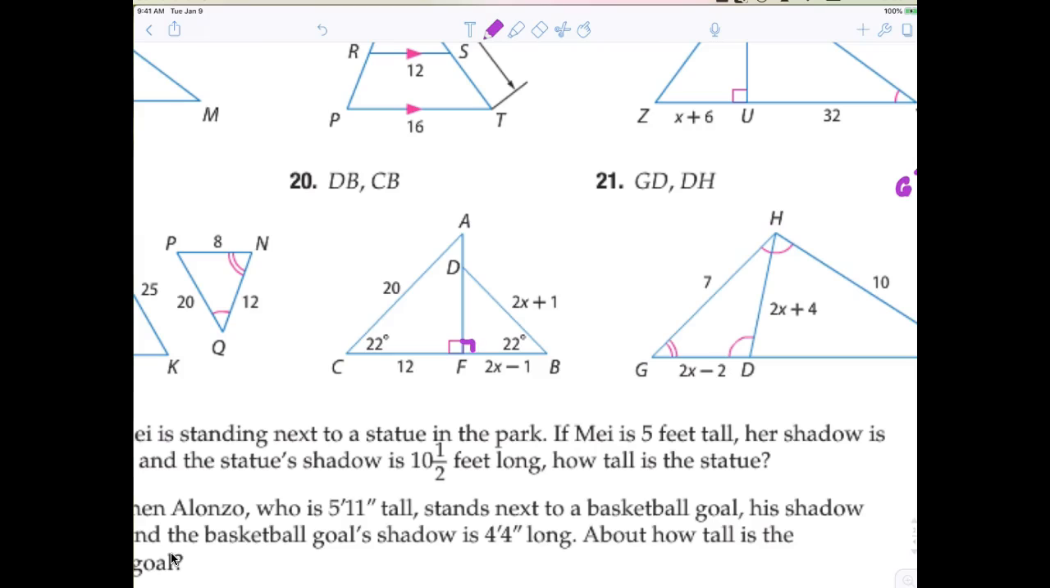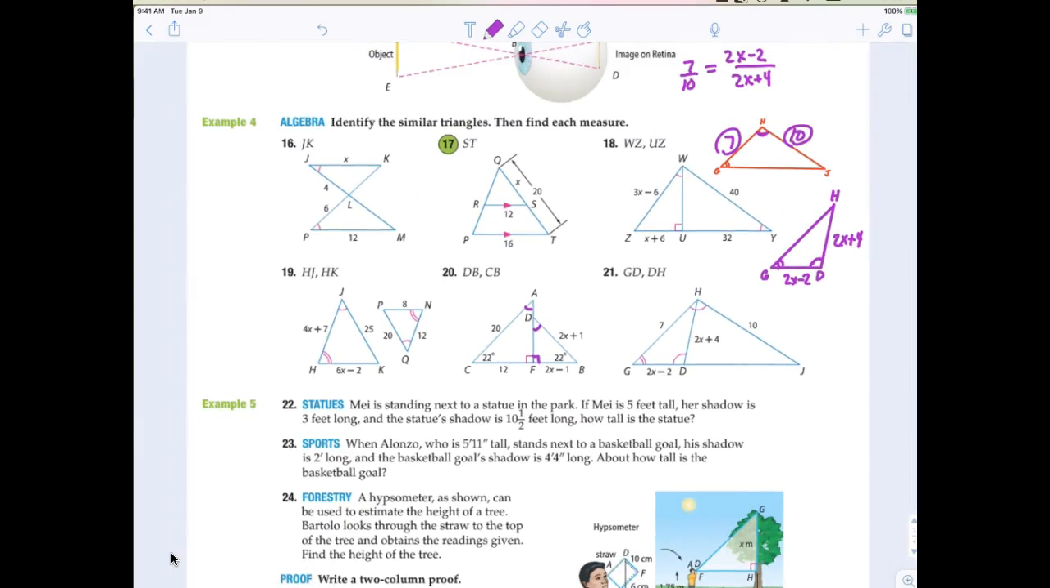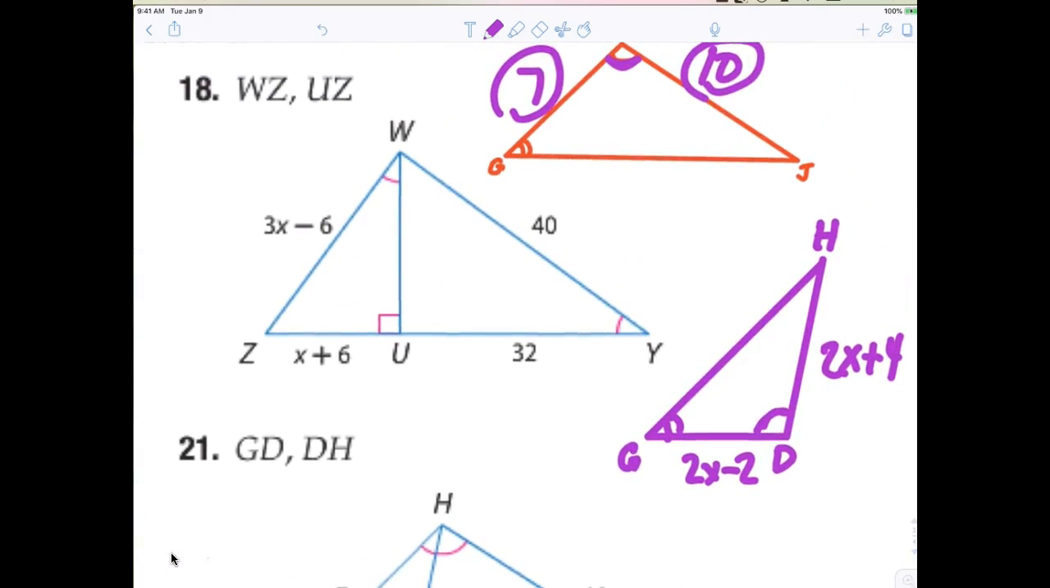On 20, you could mark that a right angle. And what I like to do is mark the angles that correspond. Oh, yeah. I think this is the one that's important. 18 was the one that's really important. 18 is super important because that's going to be coming up. When you have a right triangle and you draw the altitude.